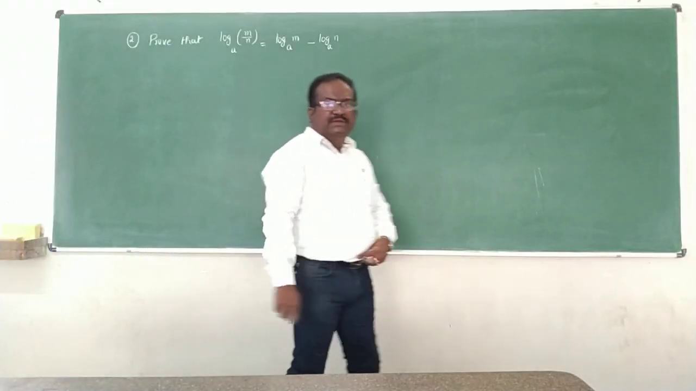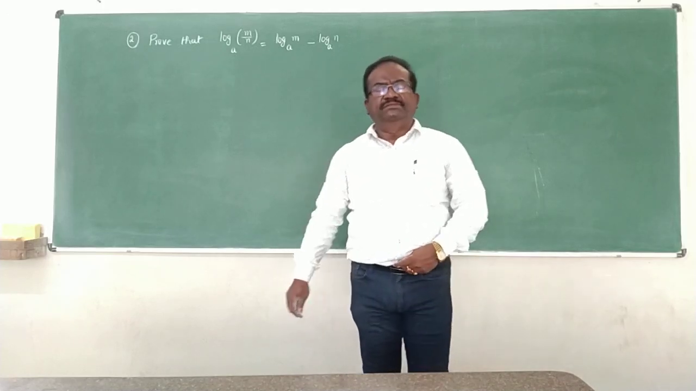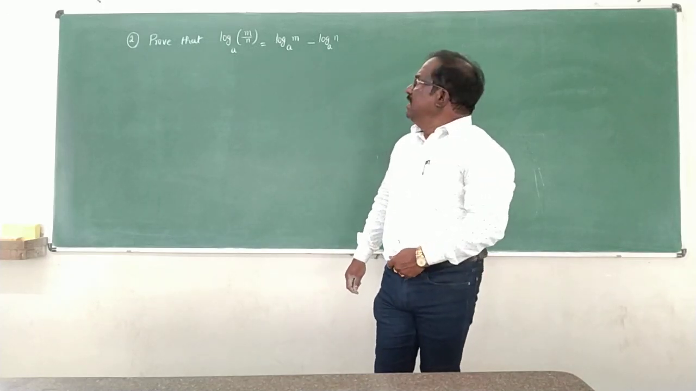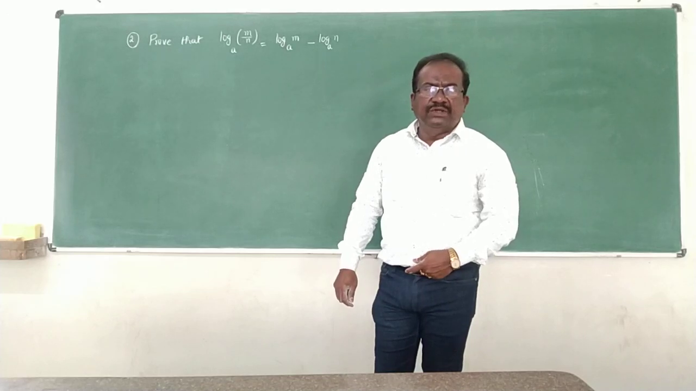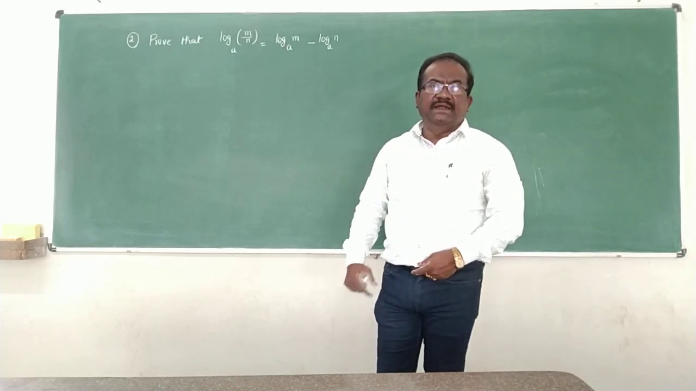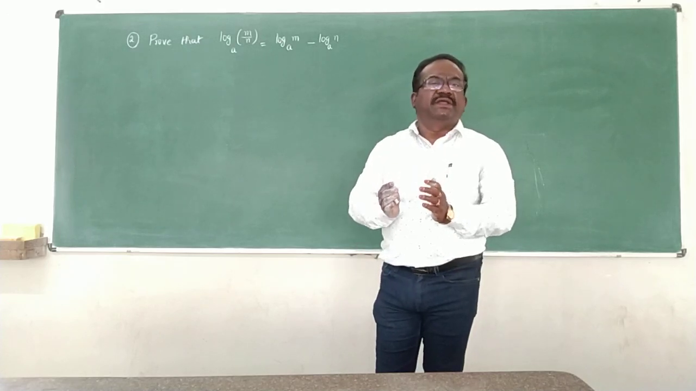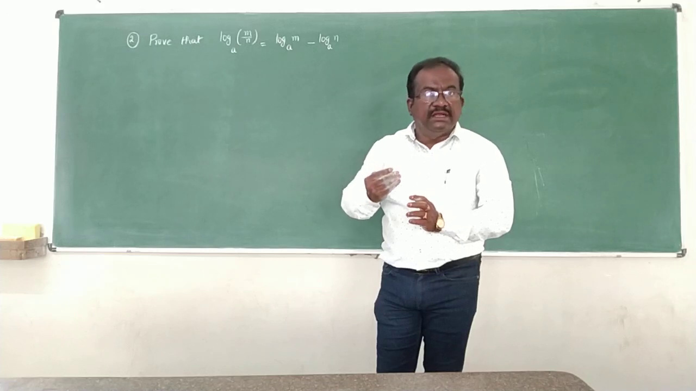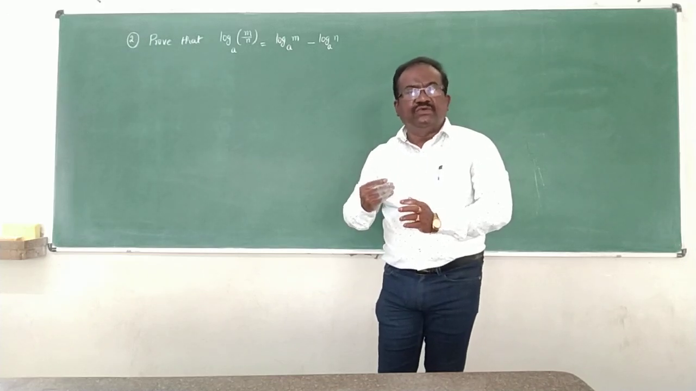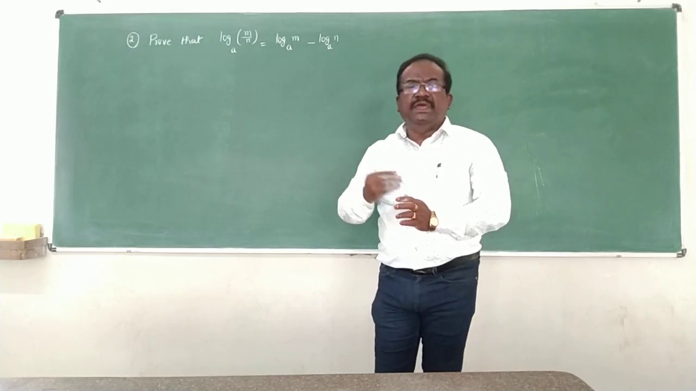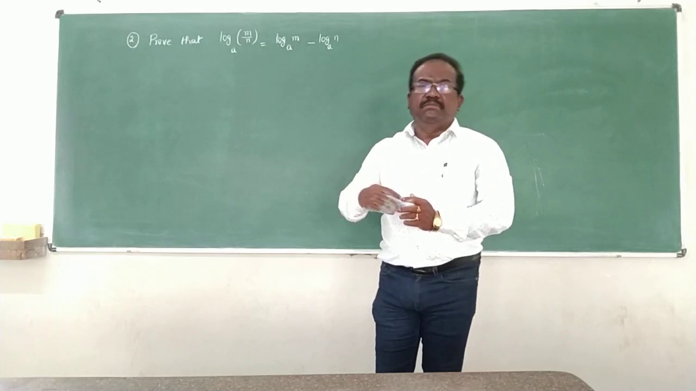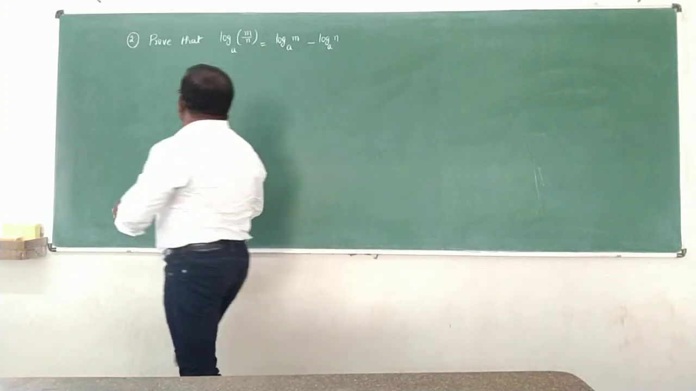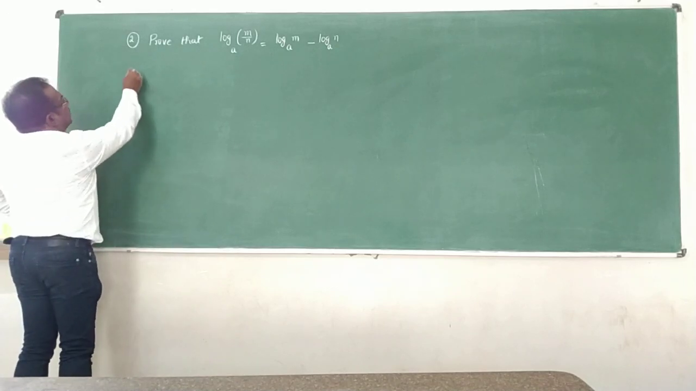Now, let us see the second property of logarithm, children. The second property is log m by n base a is equal to log m base a minus log n base a. That means when it is in the fraction, the right side will be in the difference form, children. Log m by n base a, what can we write? Log m base a minus log n base a. Let us prove this property also.